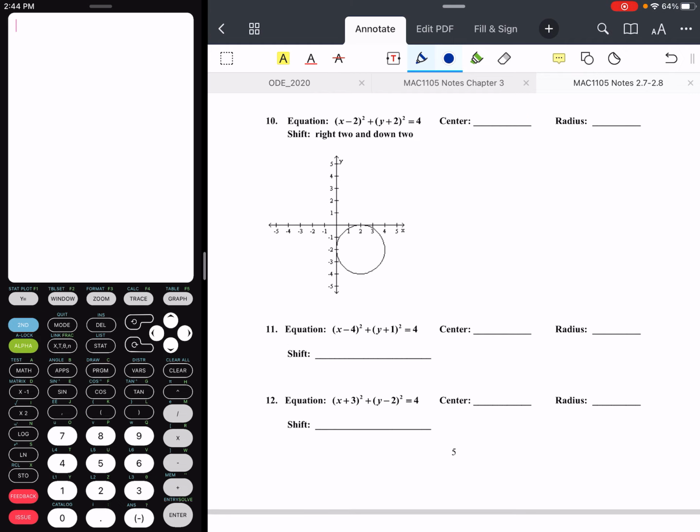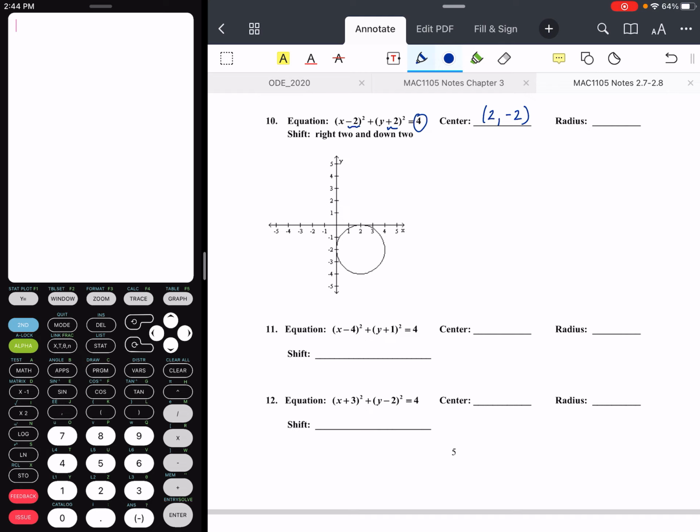All right, for number 10, the equation is (x − 2)² + (y + 2)² = 4. Just looking at the equation instead of the graph, (x − 2)² means the center is going to be at positive 2 for x. (y + 2)² gives us negative 2 for y.